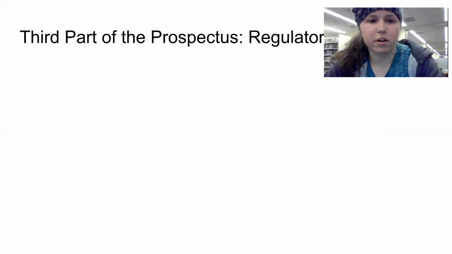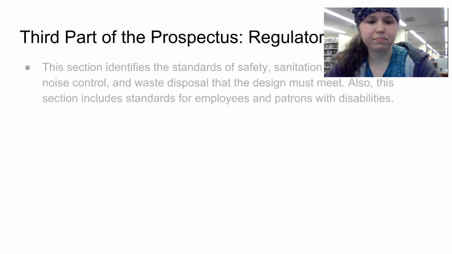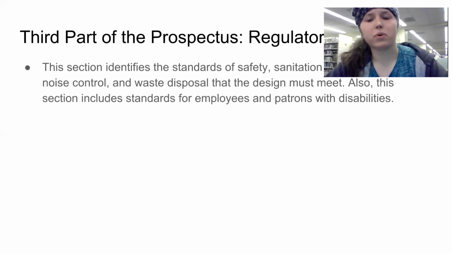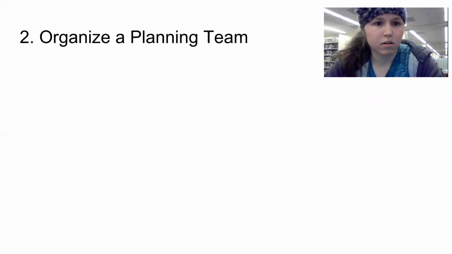The third part of the prospectus is the regulatory information. This section identifies the standards of safety, sanitation, noise control, and waste disposal that the design must meet. It also includes standards for things like employees and patrons with disabilities.